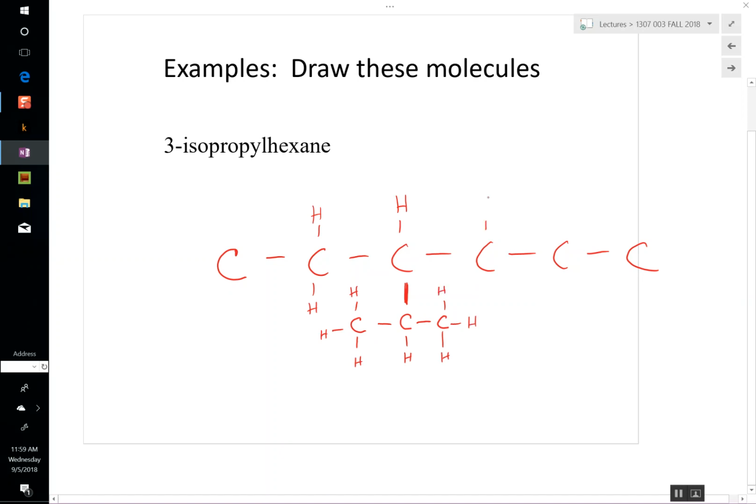Remember, every carbon has to have 4 single bonds around it. This is in chapter 10. We're talking about saturated hydrocarbons. All single bonds around all the carbons. Okay? That's your isopropyl group right there. Don't just draw a molecule with this line here and a blank spot. That's not a molecule. It needs something there. That carbon needs to be attached to something. And this carbon is attached to an isopropyl group.